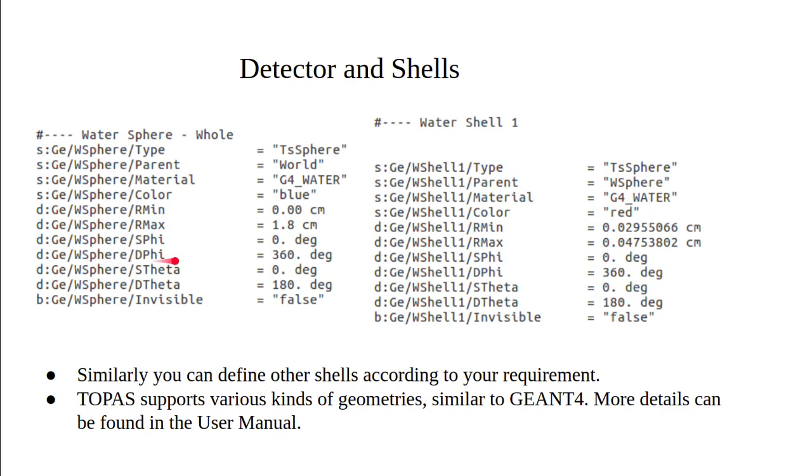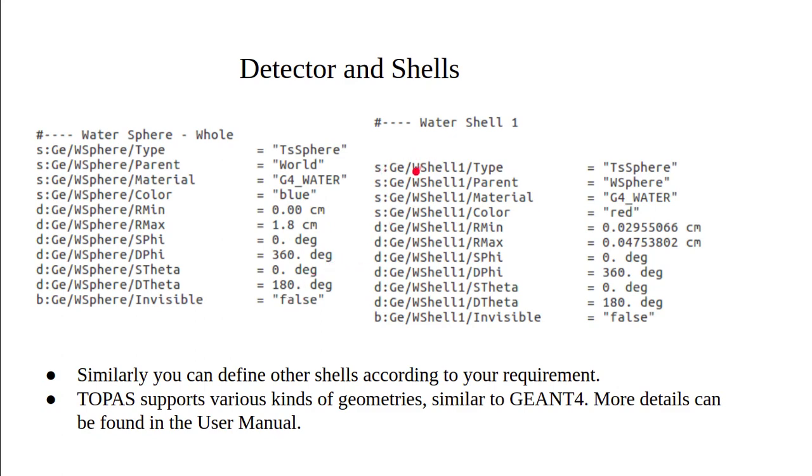Then the SPhi and DPhi parameters are generally used to provide the theta and phi angle to generate our sphere. You can vary them in case you want to define a hemisphere or a quarter part of the sphere. So this can be done using theta and phi parameters, and here also whether we want to see the geometry or not, so we put it false because we want to see the geometry. In case we don't want to see it, then we put it true.